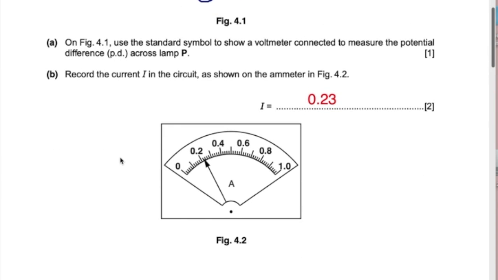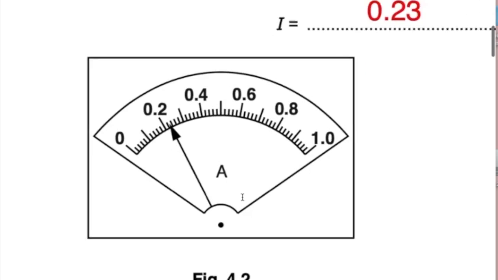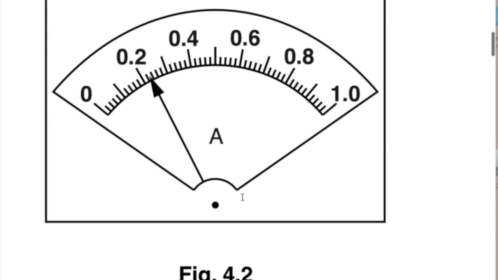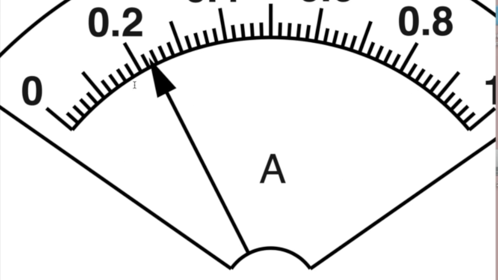Letter B, record the current I in the circuit. Basically they're telling us to just read the reading in figure 4.2. This is 0.3 between 0.2 and 0.4, and so this is 0.22, 0.24. It's right in the middle of those two numbers, so the answer is 0.23.